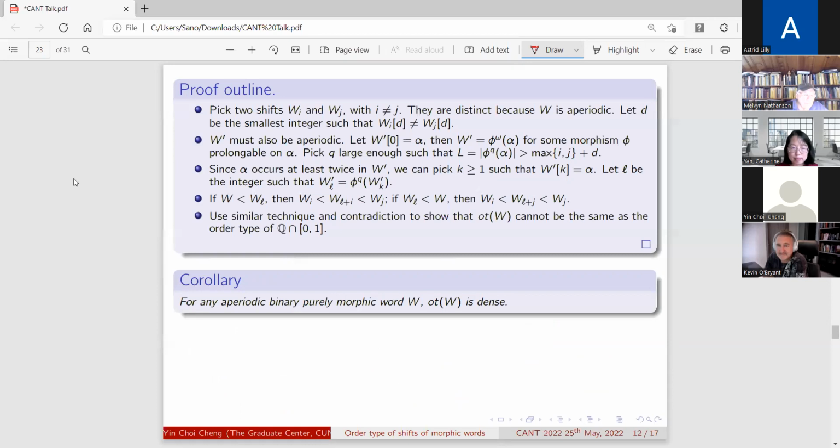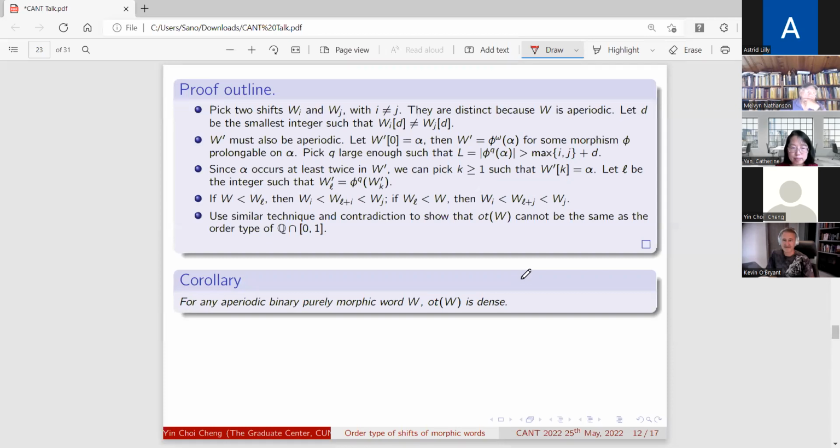Now we have a corollary regarding binary purely morphic words. For any aperiodic binary purely morphic words W, the order type of the set of shifts of W must be dense. And we can show that by showing that the starting letter of W must occur twice in W.